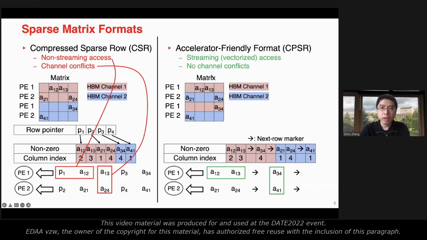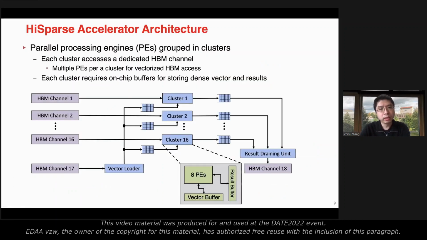Okay. There are other formats that we're looking at. Actually, this is a very interesting trade-off space. This is something that I can talk more about offline if you're interested. Just want to quickly show you the overall architecture.